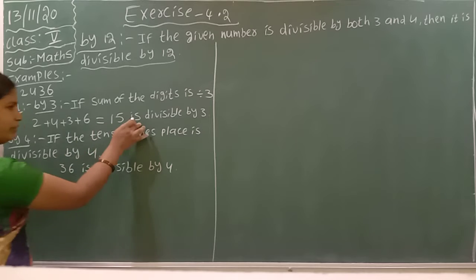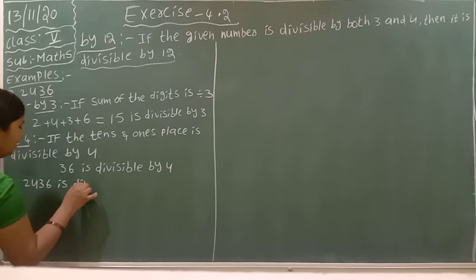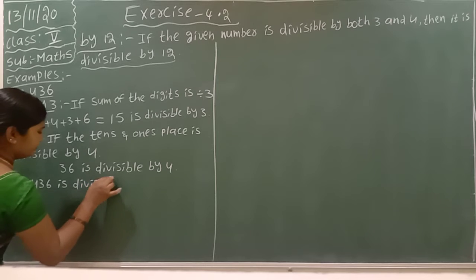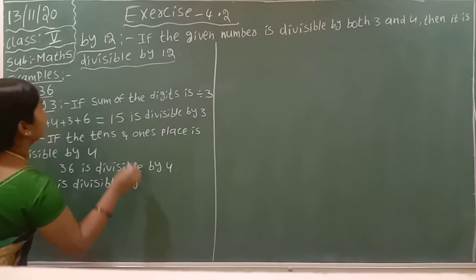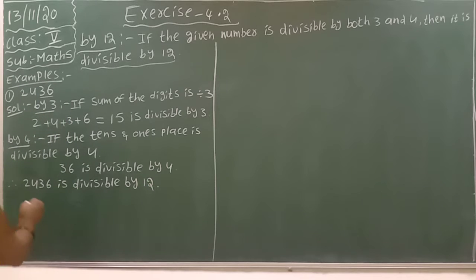So it is divisible by 3 and it is divisible by 4. Therefore 2436 is divisible by 12. You can say directly like this.